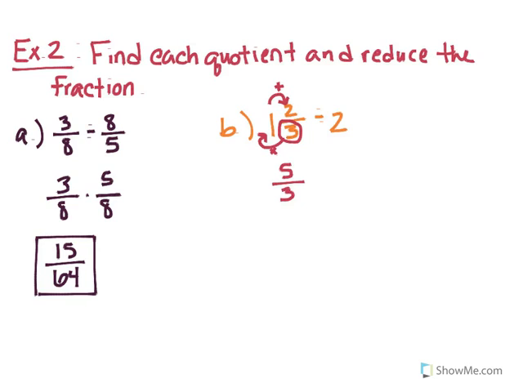Now the 2 up here is pretty easy to work with. Any whole number can always be written as that number over 1. So no trick there, it's really that easy. So we're going to change the division into multiplication. And then the last fraction gets flipped or reciprocated, which will become 1/2. And now we're ready to multiply. So 5 times 1 is 5, and 3 times 2 is 6. There are no common factors between those two, so that is it.